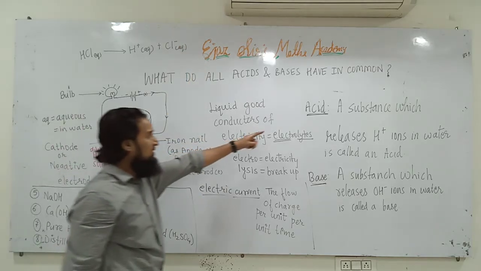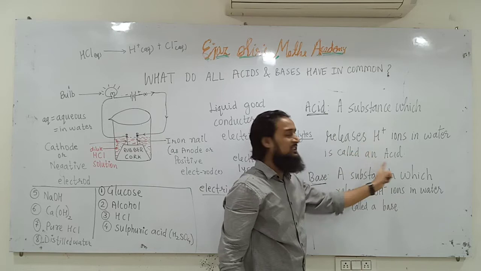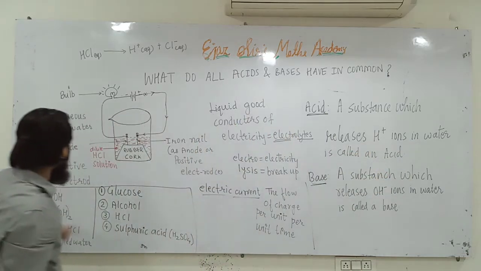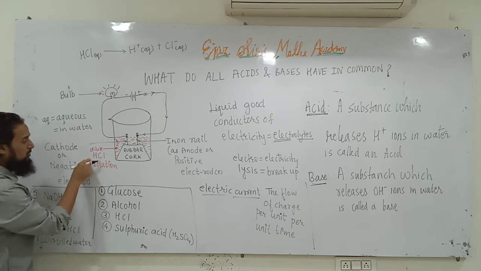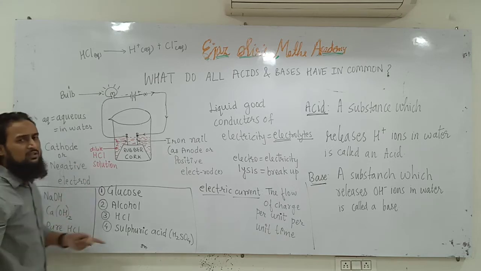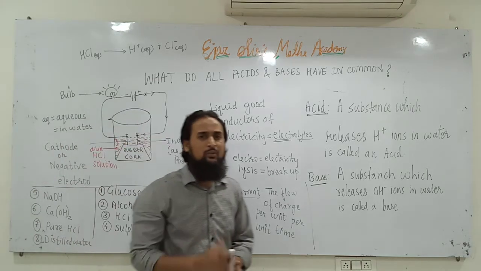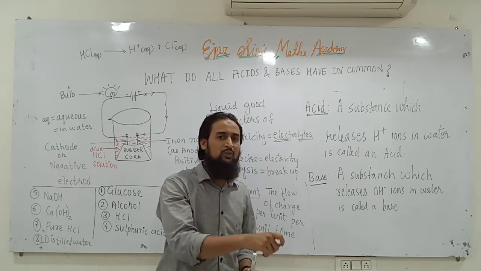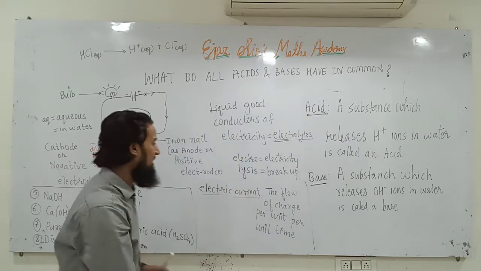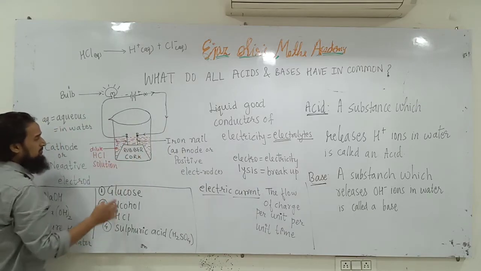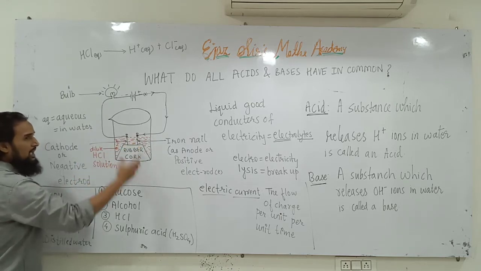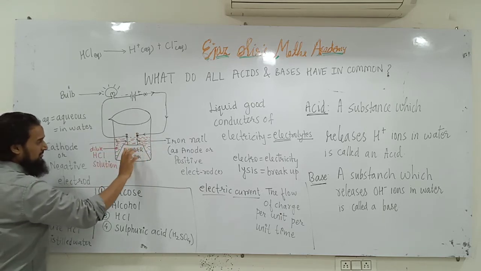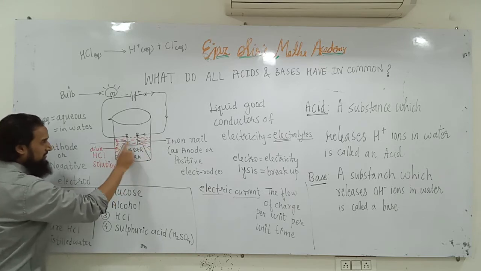What is an acid? A substance which releases H positive ions in water is called an acid. So what have we taken here? Dilute HCl solution. Dilute means we have added water to hydrochloric acid. Should we add water to acid or should we add acid to water? We will discuss it later. See, we have taken some water in the beaker and we have added a few drops of hydrochloric acid to it. So this is an acidified solution.